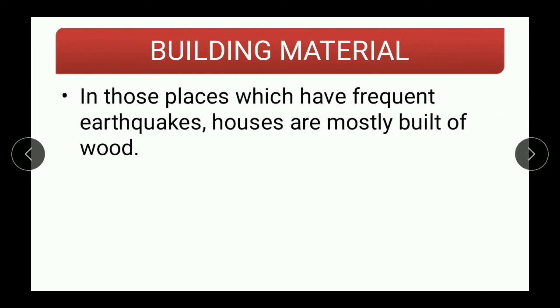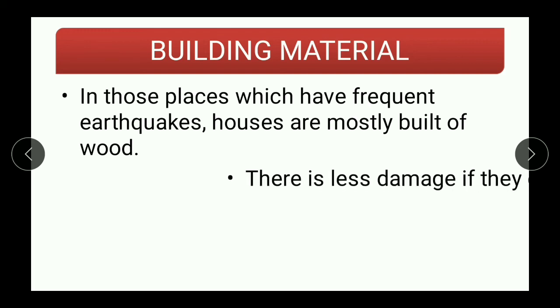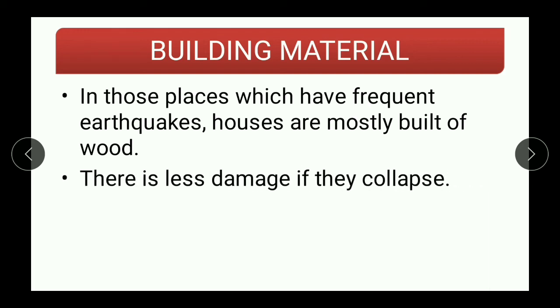In those places which have frequent earthquakes, houses are mostly built of wood. जहाँ पे earthquake होते हैं वहाँ पे ज़्यादातर houses wood से बनाए जाते हैं. There is less damage if they collapse. Okay, क्योंकि earthquake prone areas में अगर घर गिर भी जाए तो भी डैमेज कम होगा. So that's why houses are built of wood.